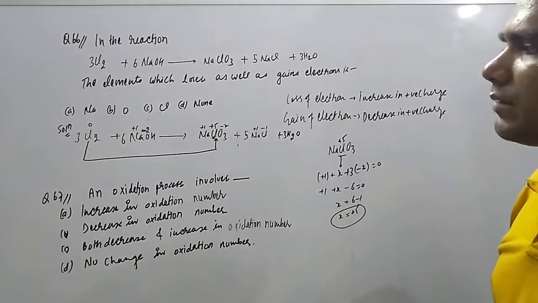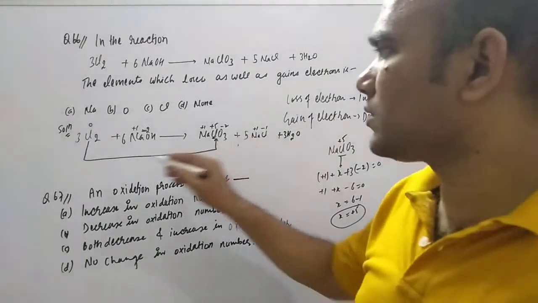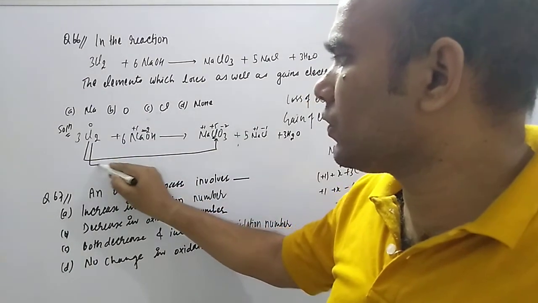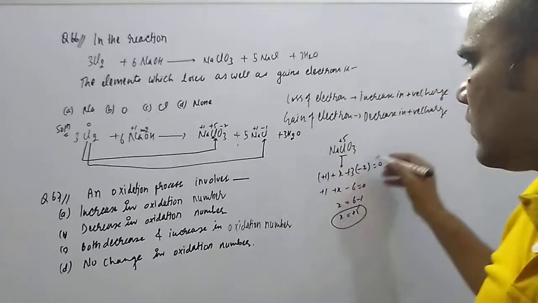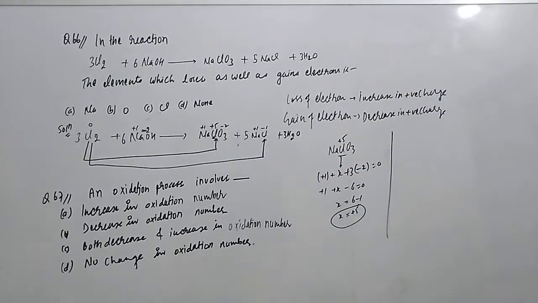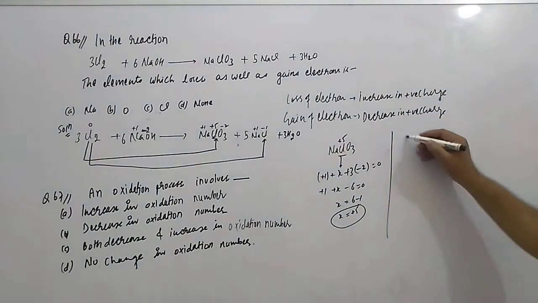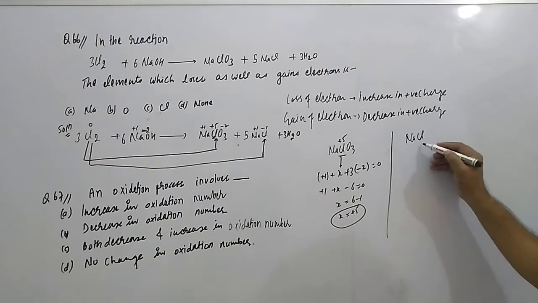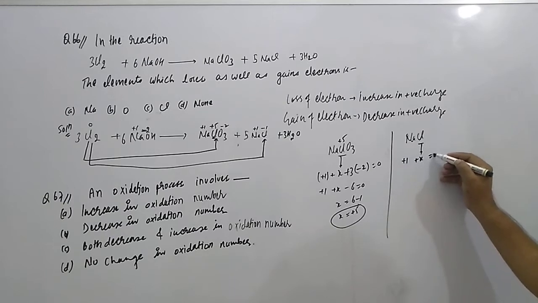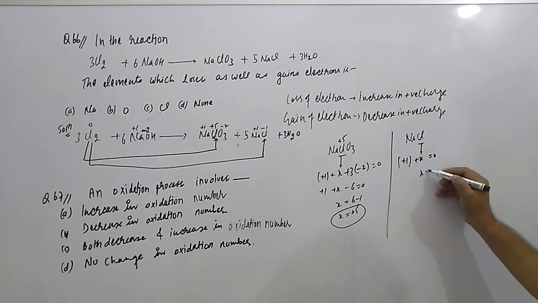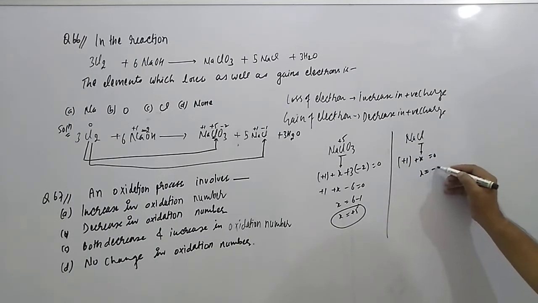This is the +5. Now here you see, student, here is 0, 0 to -1. How is it -1, student? You can check it here. If you are talking about NaCl, you consider Cl to be X, sodium is +1, total equal to 0. So X is equal to what? Sodium will go to the right side of the equal sign, so that is -1.